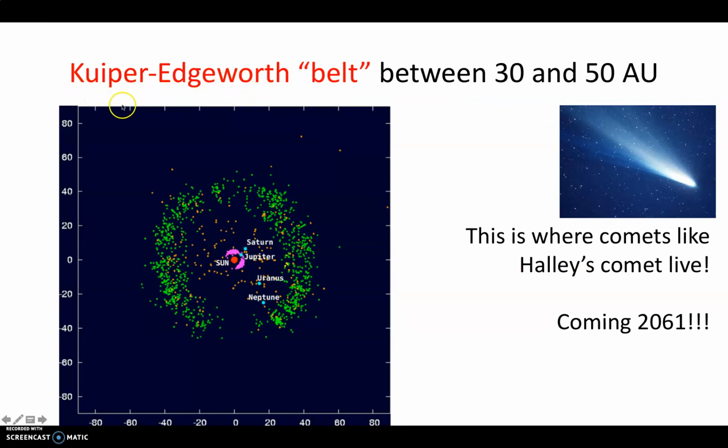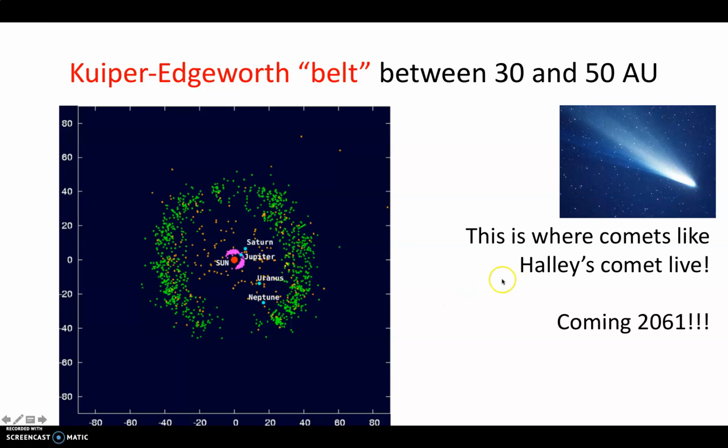Kuiper Edgeworth belt. Most people just call it the Kuiper belt. That's how you say it. And that is way out here, sort of around the orbit of the dwarf planet Pluto.